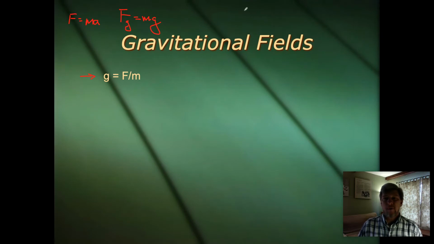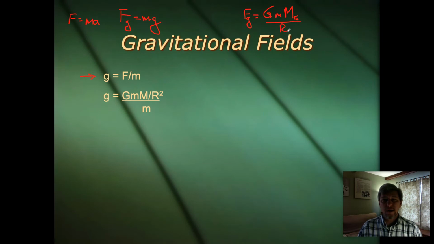Now, if you recall from chapter 12, the force of gravity is equal to Newton's universal gravitational constant times the mass of the object times the mass of the planet, we'll call it planet Earth just here, divided by the radius of the Earth squared. This is Newton's law of universal gravitation. Now, here's the tricky part.